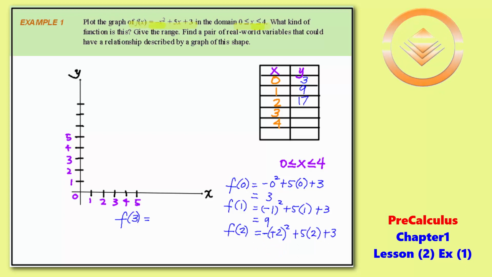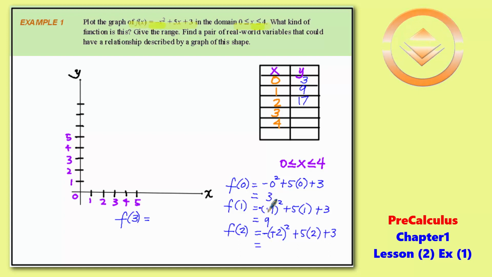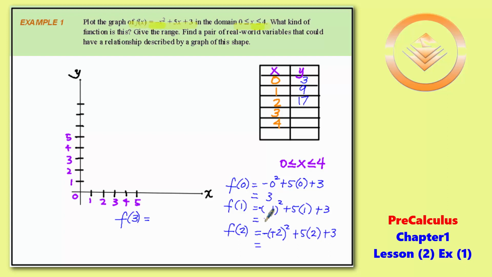Okay, we have negative 4, negative 4. This one also should be negative here. That's negative 1 squared, so that's negative 1, plus 5, negative 1 plus 5 is 4, plus 3, so that would be 7. 8 minus 1 is 7. Okay, if x is equal to 2, we have negative 4 plus 10, that's 6, plus 3, we have 9.